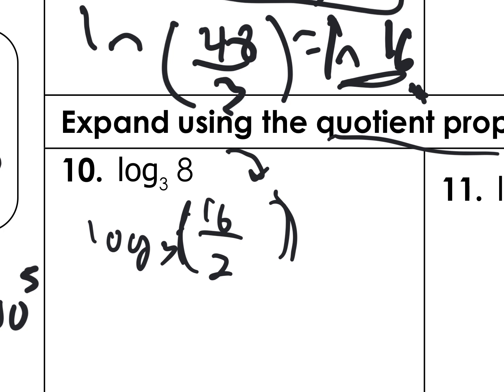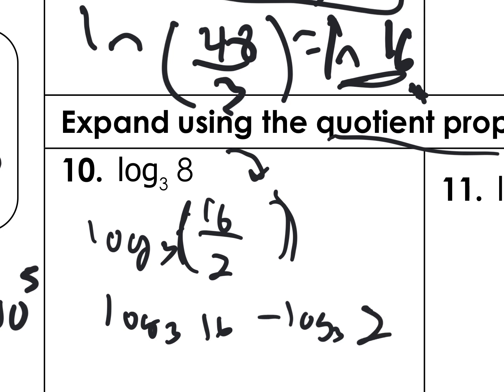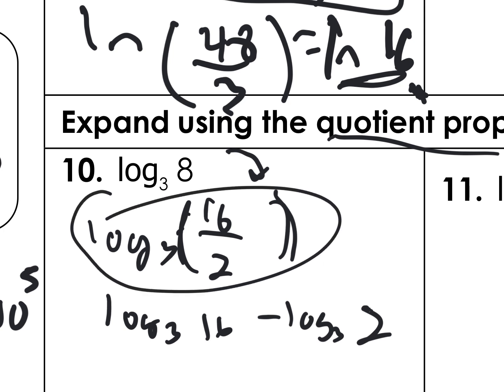Actually, is that what she wanted? I don't think she wanted that. I think she wants me to keep going. I didn't really expand it. Sorry. What if I say log base 3 of 16 minus log base 3 of 2? That'll work, won't it? That's expanded. This really isn't that expanded, but I think I had to do something like that.